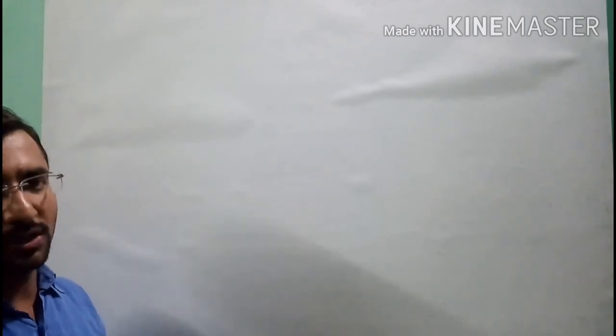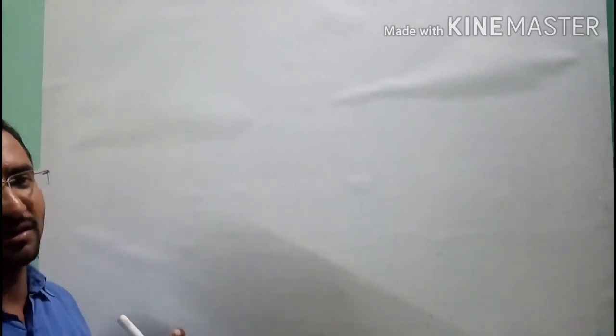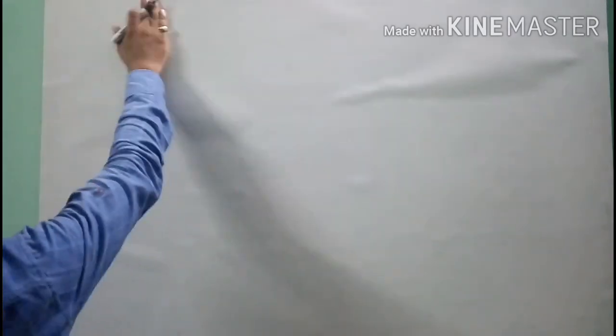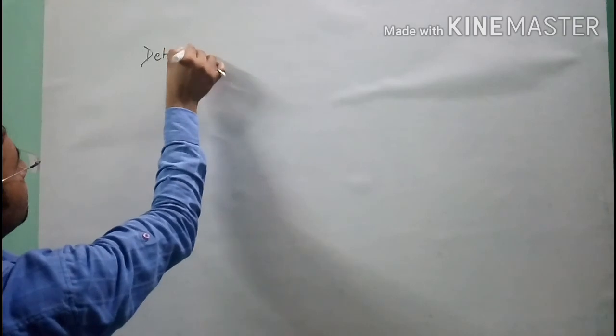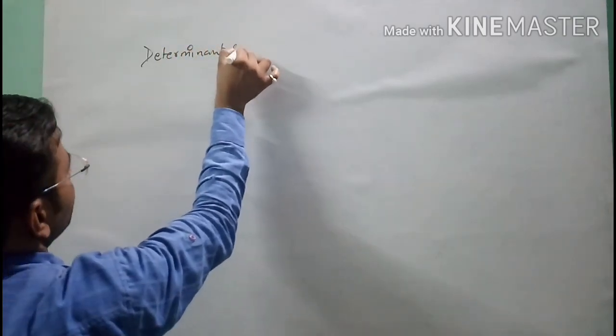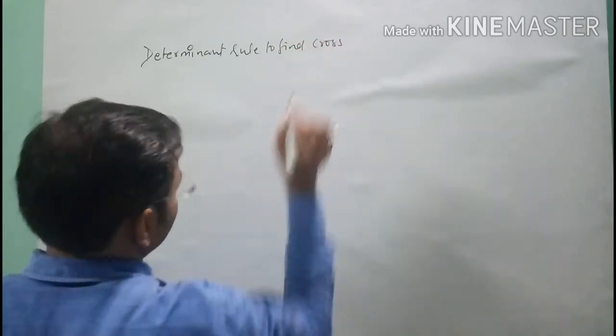Now student, after the discussion of the long method to find the cross product, here I am giving you a second method which is a little bit shorter, called the determinant method or determinant rule to find the cross product. Determinant is a chapter of class 12 mathematics. So here I will talk about this rule, the determinant rule to find the cross product of two vectors.